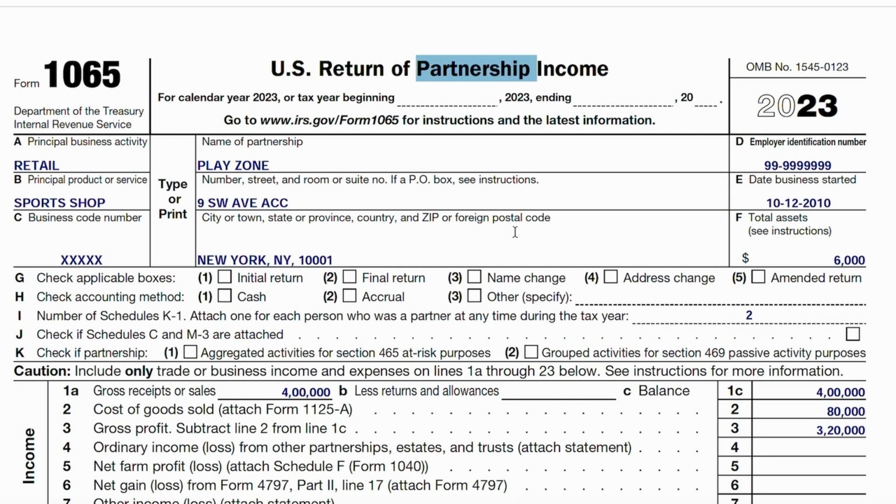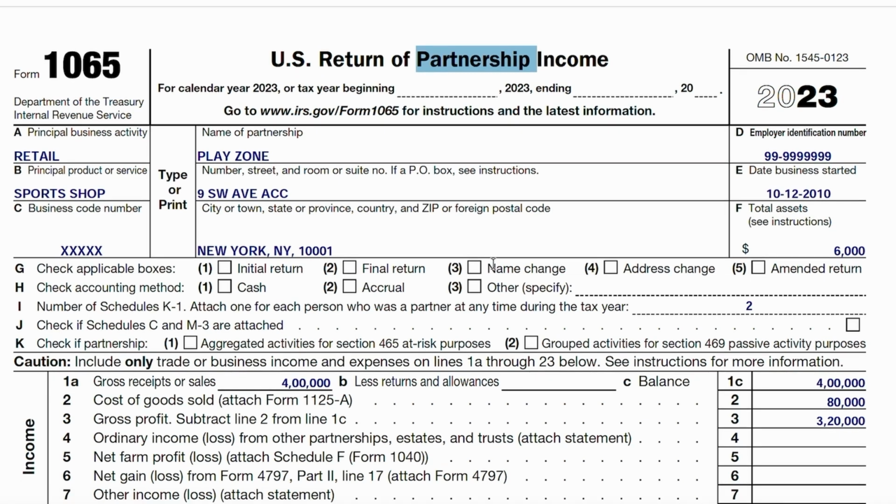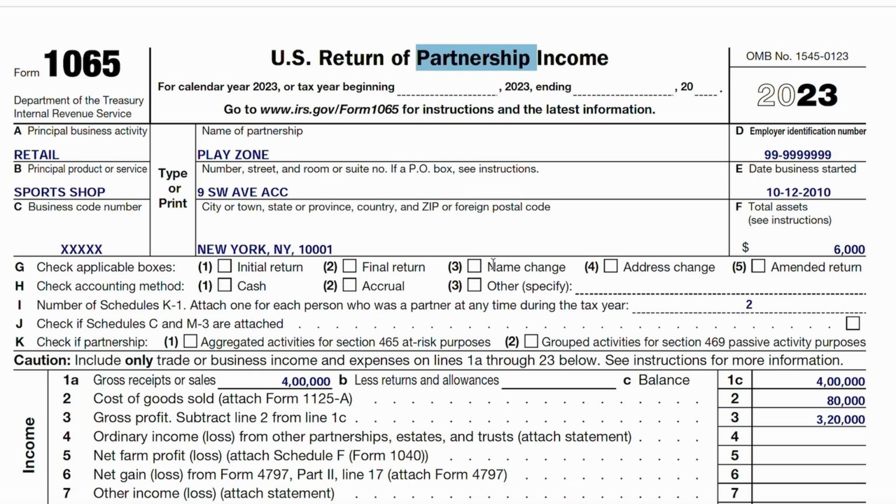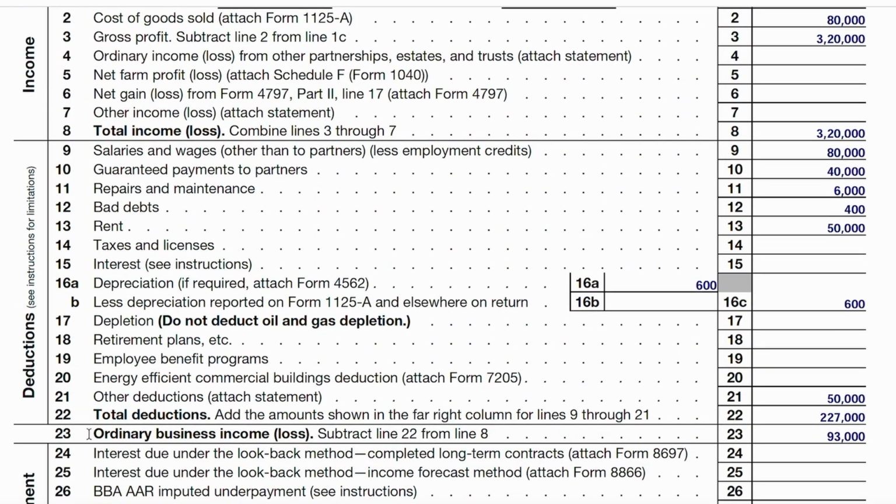They did not want to pay tax at the partnership level and then again on their individual tax return on Form 1040. A partnership does not pay any tax. Whatever income or loss a partnership is generating, they will pass on that income or loss to the partners. That is why it is called a pass-through entity. So, this is Form 1065. In this form, the most important line is line 23.